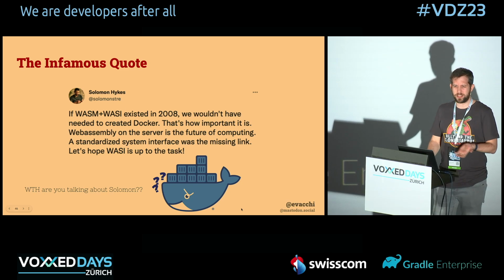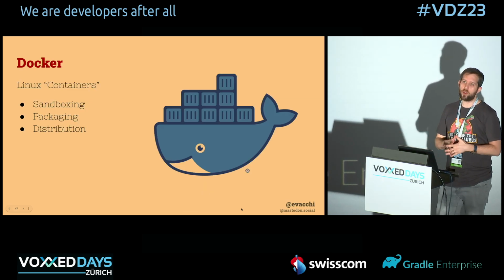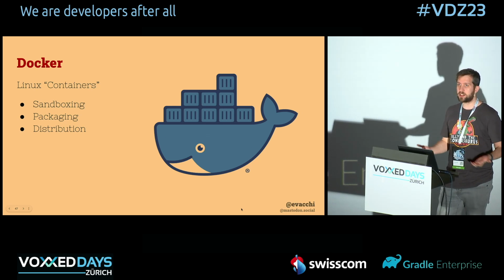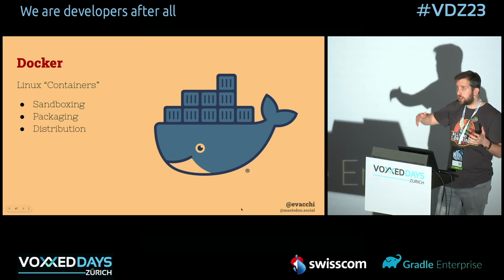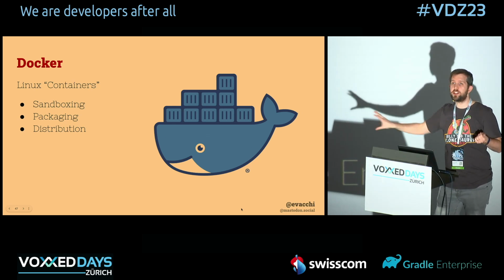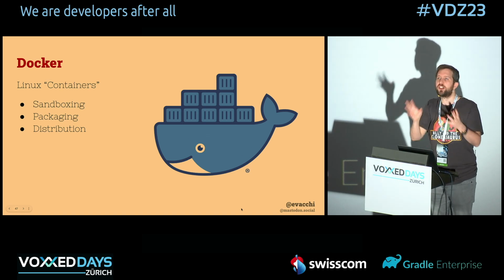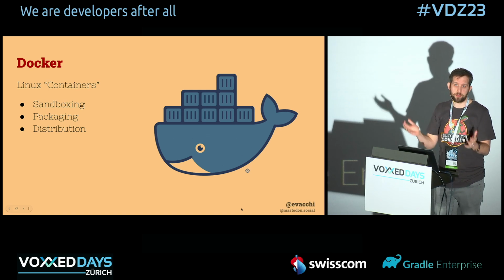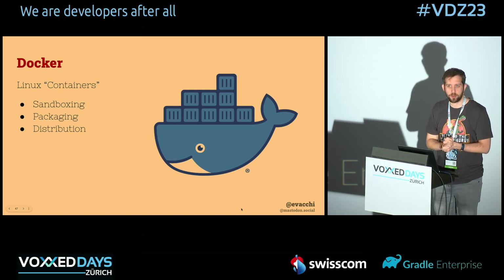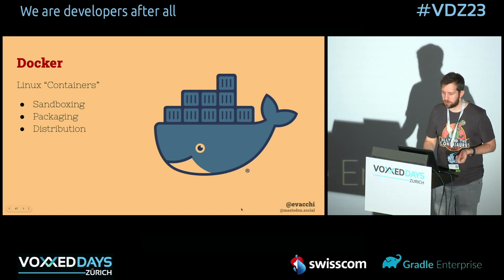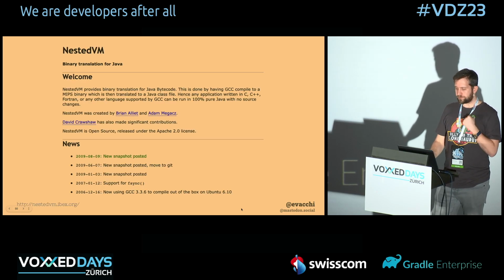Docker and WebAssembly? Why? WebAssembly is Linux containers, right? So what are Linux containers? Linux containers are prevalently a sandboxing technology, and Docker also brings packaging and distribution to it. But as for sandboxing, basically it's a collection of Linux syscalls and capabilities that allow you to run your native executable in a sandbox. So what does this have to do with WebAssembly? We'll see that. Again, this is what the JVM is, right?